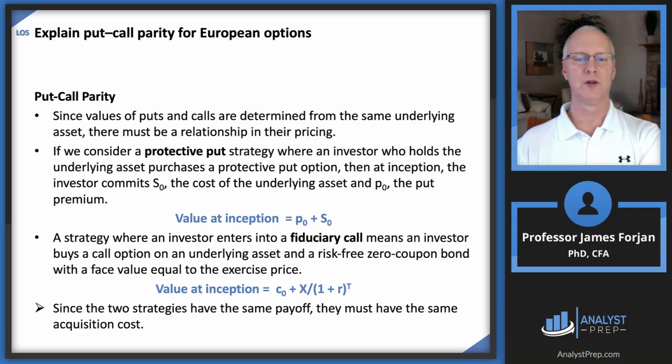But what we're also going to do is buy a call option on that share of stock. And what that's going to do is give us a baseline, a minimum value that's equal to the exercise price of the option. And so whether or not we invest in a protective put or a fiduciary call, those two strategies are going to have the same payoff. They establish a minimum, but then they allow for price appreciation. So therefore, they must have the same present values.